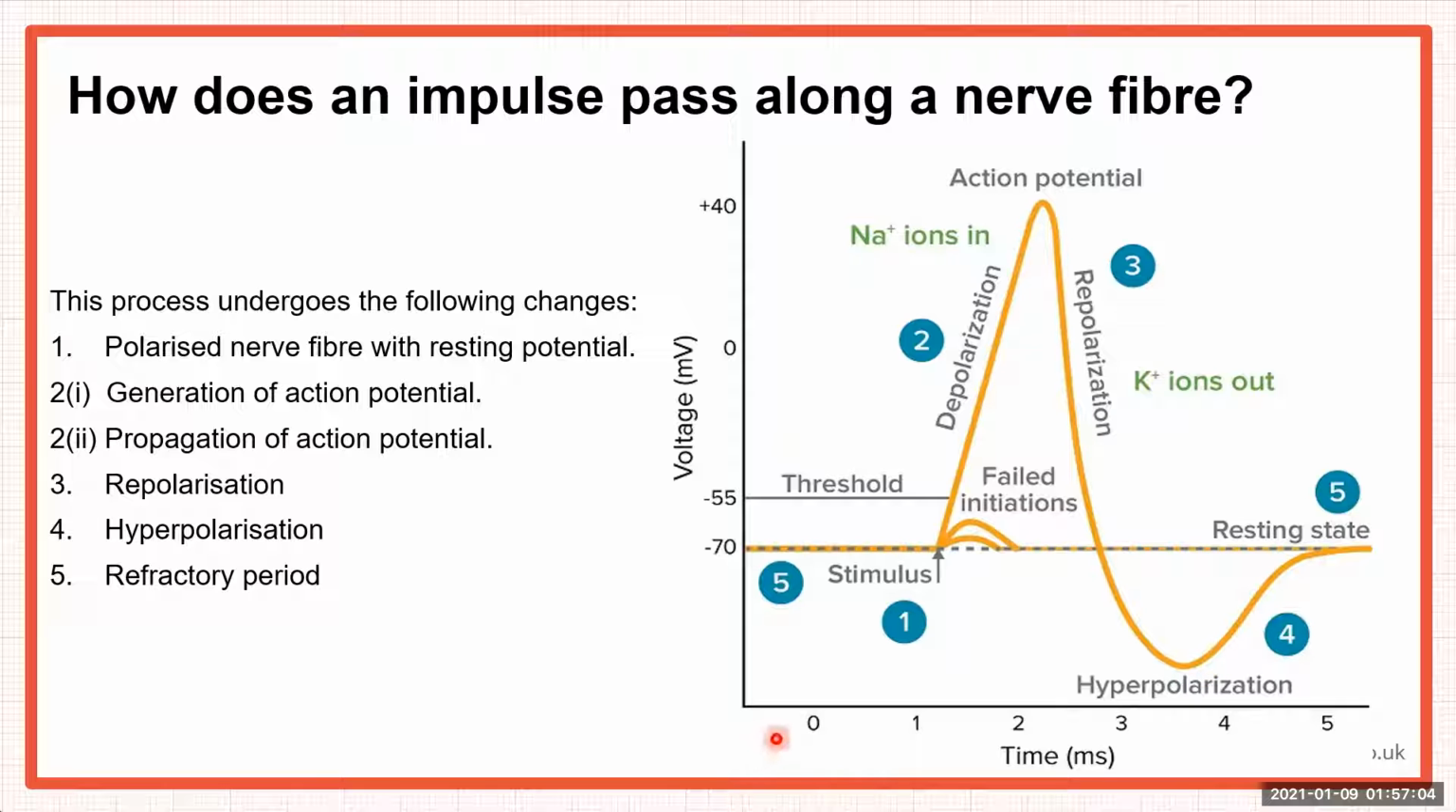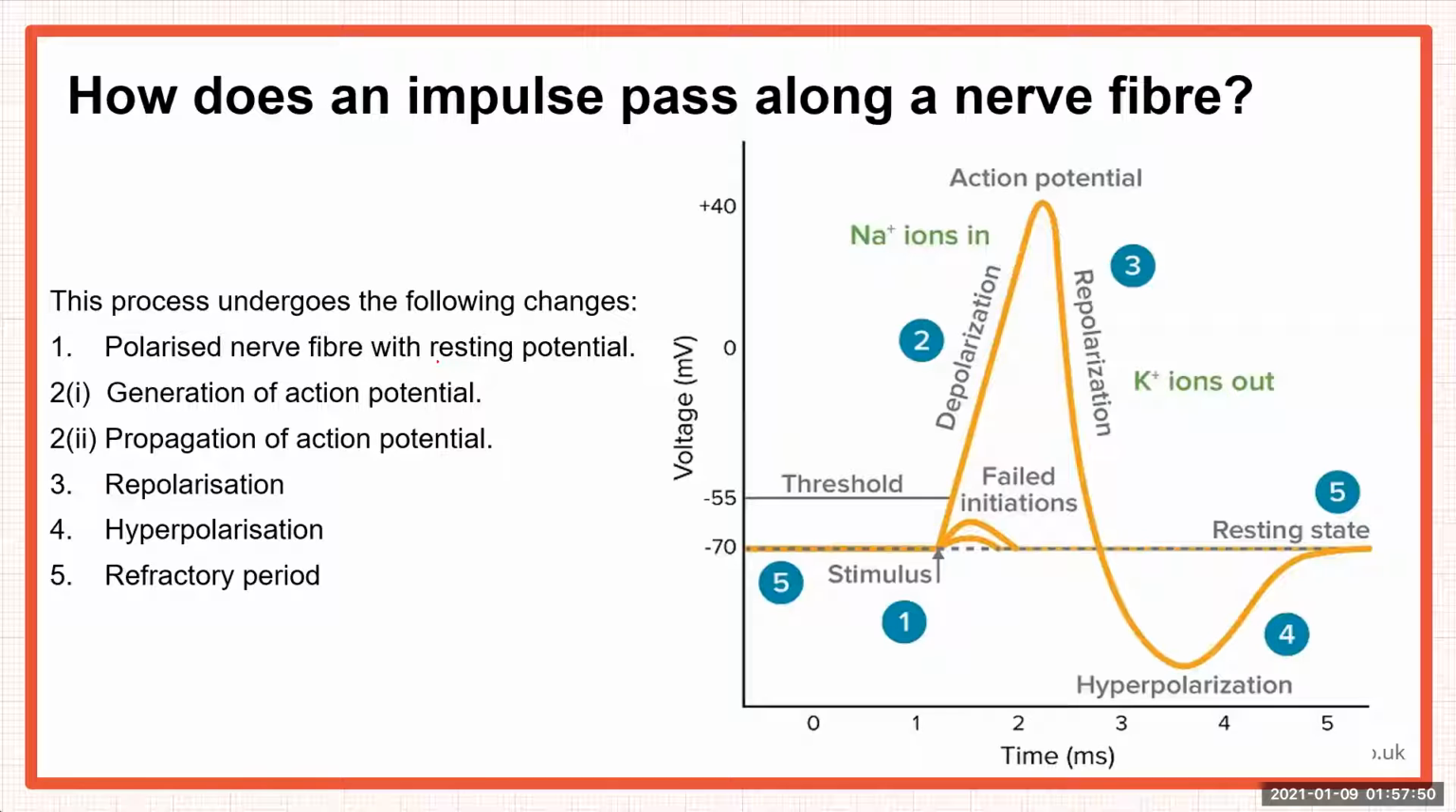Then along the x-axis, look at the time. This is the time in milliseconds. You can see how quickly it passes. For a stimulus to get generated and reach the peak, it happens in around 1 millisecond only. If it crosses this threshold of minus 55 millivolts, this phase reaches the peak in 1 millisecond only. Then the second phase, from 2 till 3, again takes 1 millisecond. So you can see how quickly an action potential occurs.